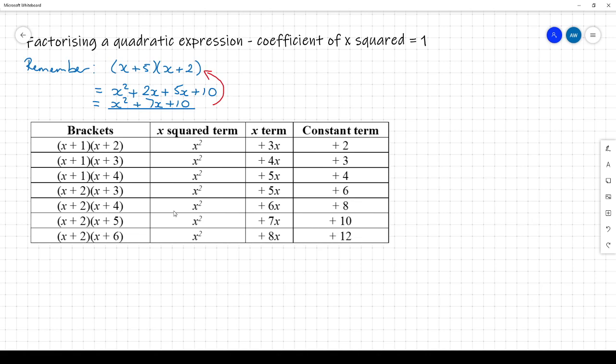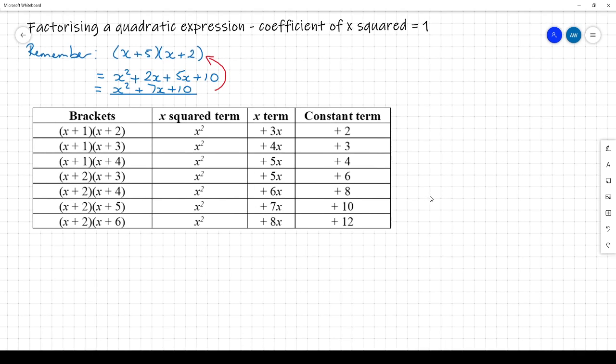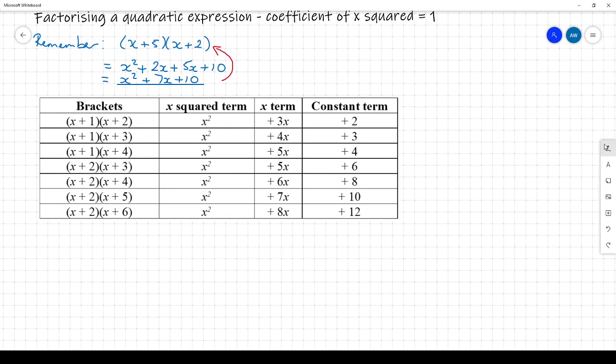But what about the constant term? How can we make the constant term with these two numbers? Is there a connection? If you look closely, if we multiply them, so 1 times 2, 2. 1 times 3, 3. 1 times 4, 4. 2 3s, 6. 2 4s 8, 2 5s 10, 2 6s 12. If we multiply the two numbers in the bracket, we get the constant term. Now if you remember, another word for multiply is product.